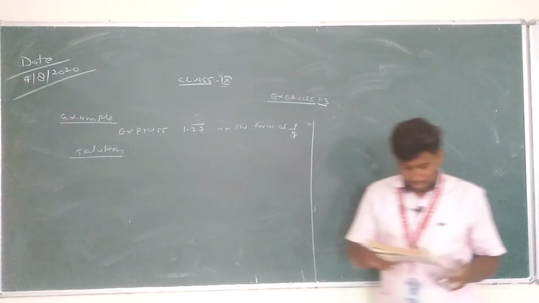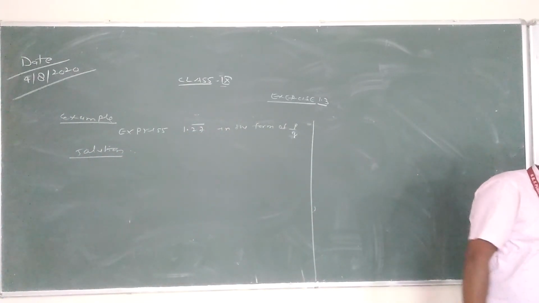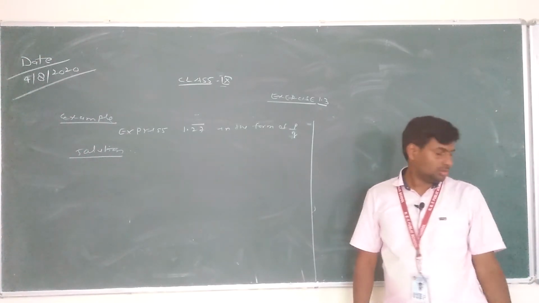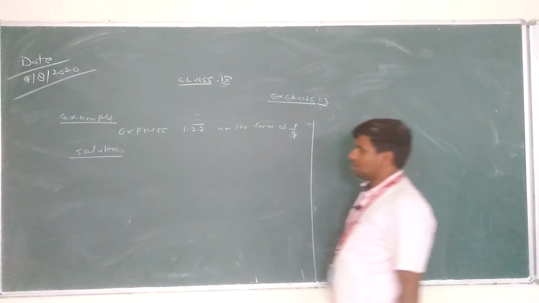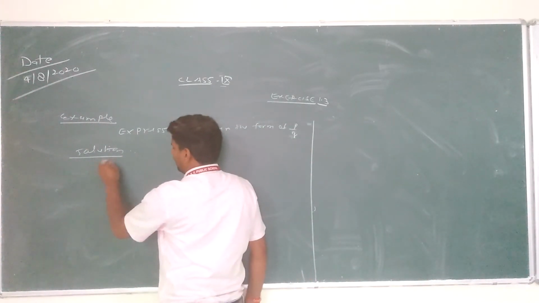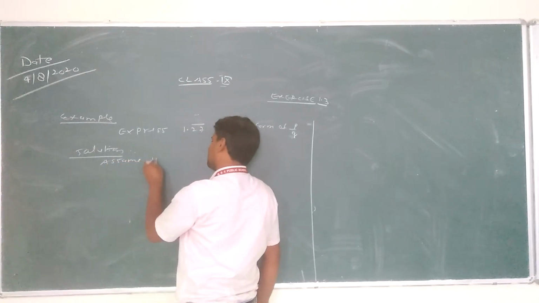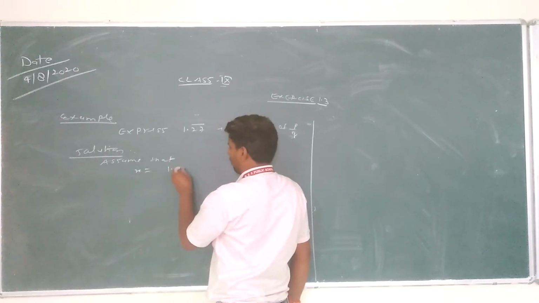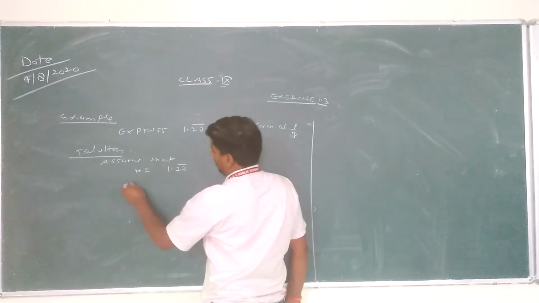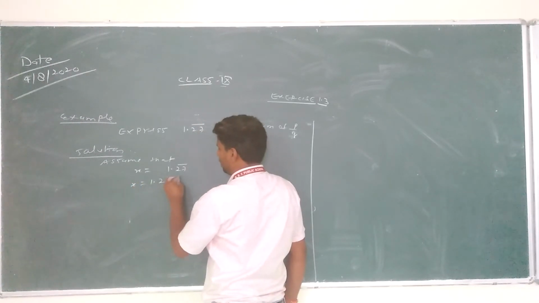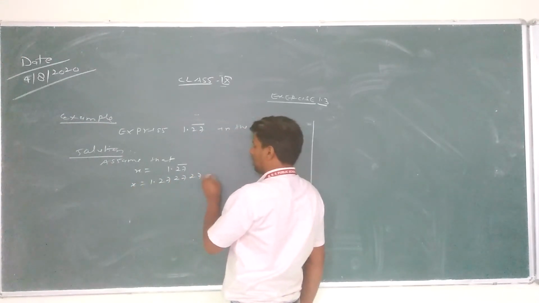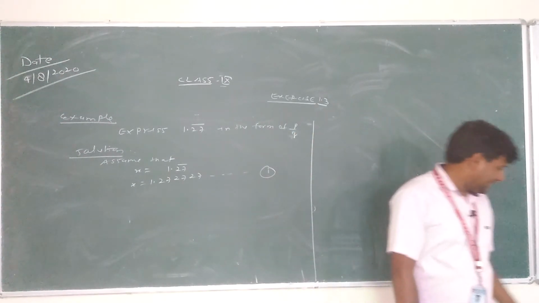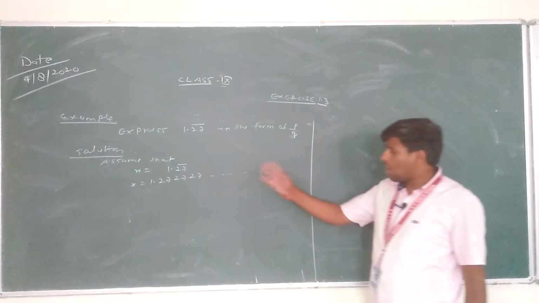Initially you need to assume this condition in this form. First you need to assume that x equals 1.27 repeating, meaning x equals 1.2727 and so on. This is equation number 1. So you can see how many digits are repeated.